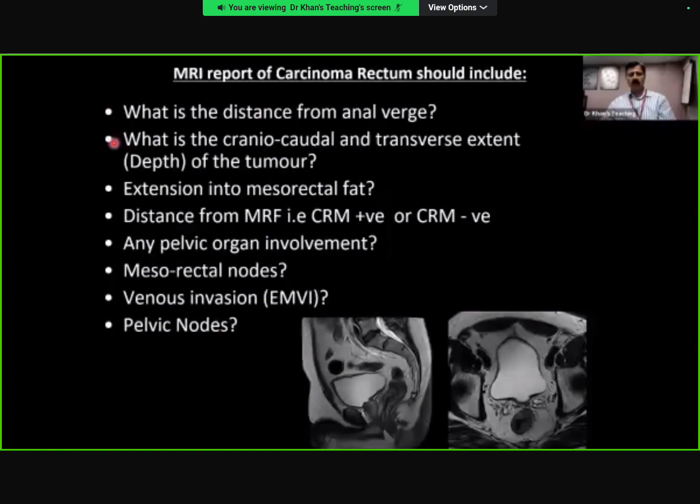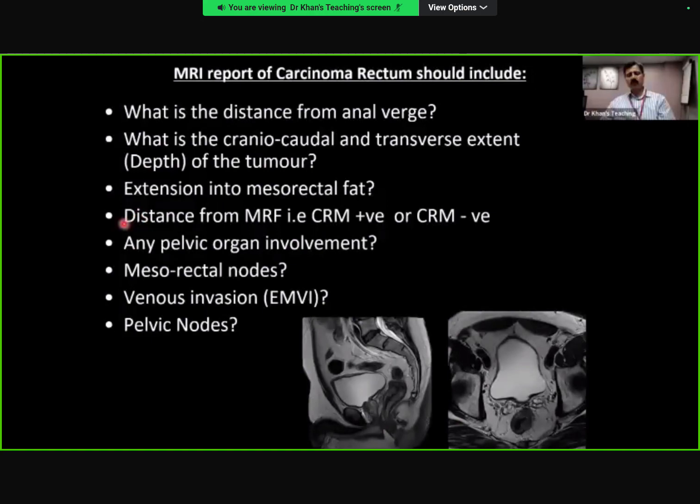Then you have to say what is the craniocaudal and the transverse extension. The transverse extension is also what we call the depth of the tumor. So how thick the tumor is or how deep it is has some prognostic value. Is it going into the mesorectal fat or not? For me, this is a classical exam case, and what we are expecting you to be shown is this, extension into the mesorectal fat.